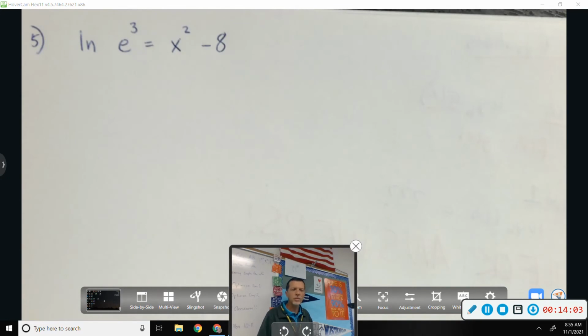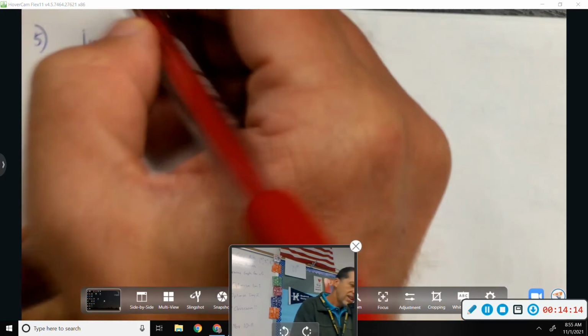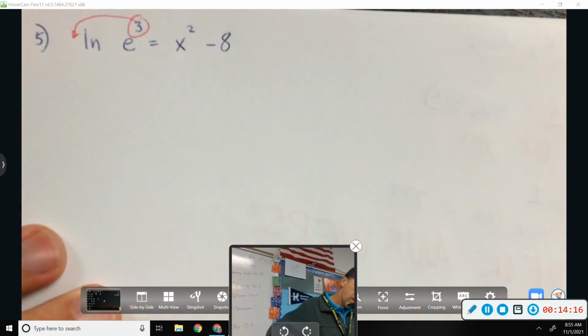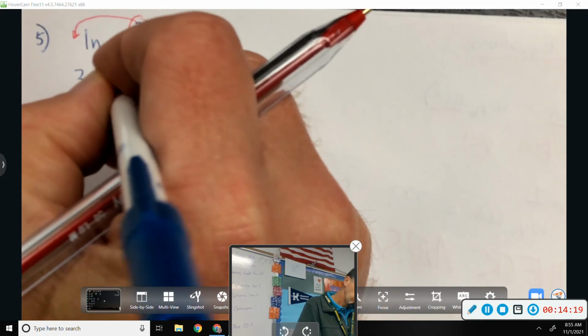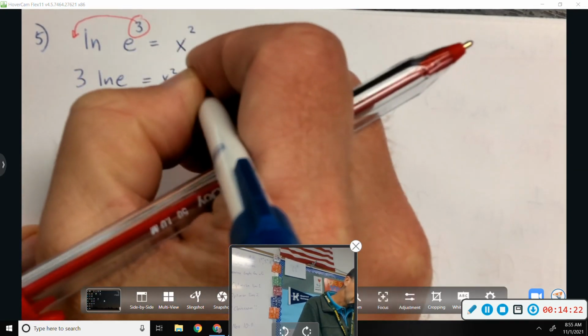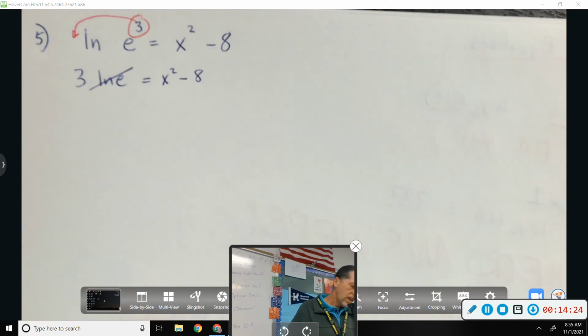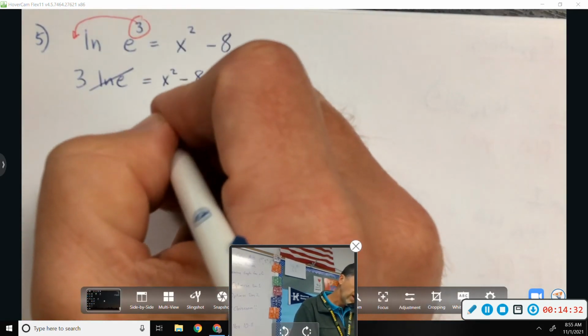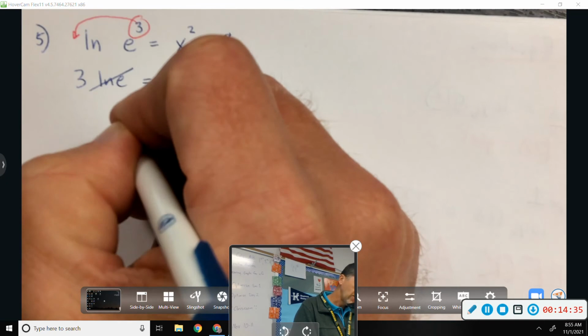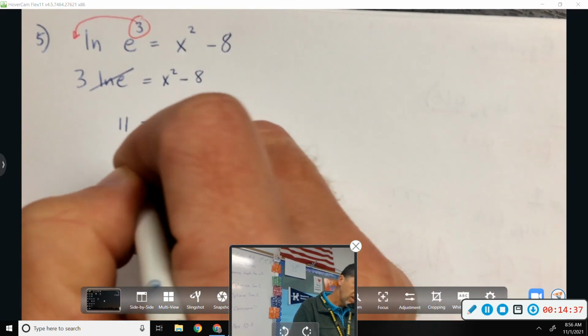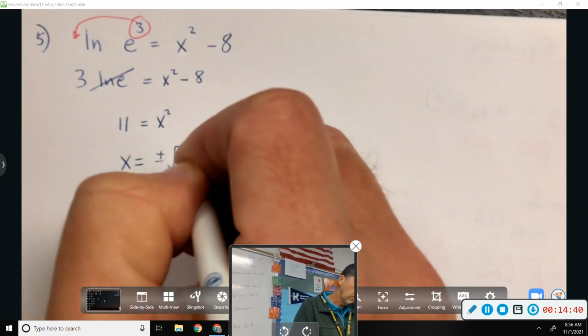ln of e equals 1, but there's a 3 there. Is there a place I could put the 3 that would be more convenient? It's 3 ln e equals x squared minus 8. And what's the natural log of e? Natural log of e is 1. They cancel out. So x squared equals 11. So x equals plus or minus square root of 11.